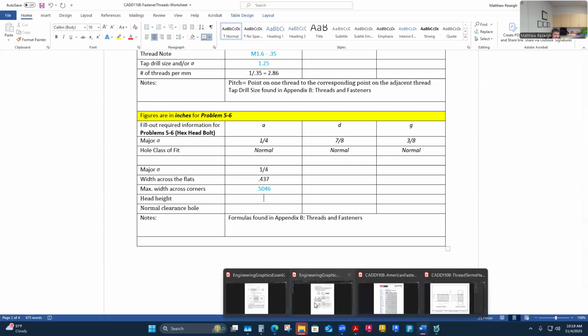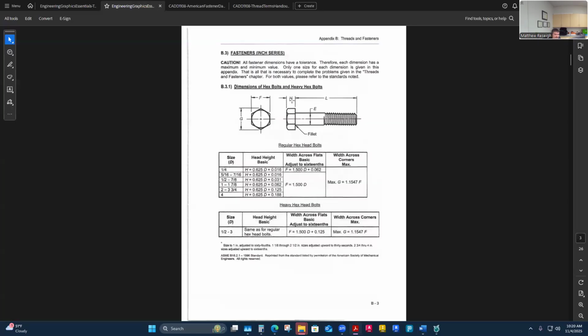Let's see what it says. This would be variable H that I need to know. So variable H right here, head height for a basic quarter inch is going to be 0.625 times the major diameter plus a little bit here. So it's this little formula for the head height.